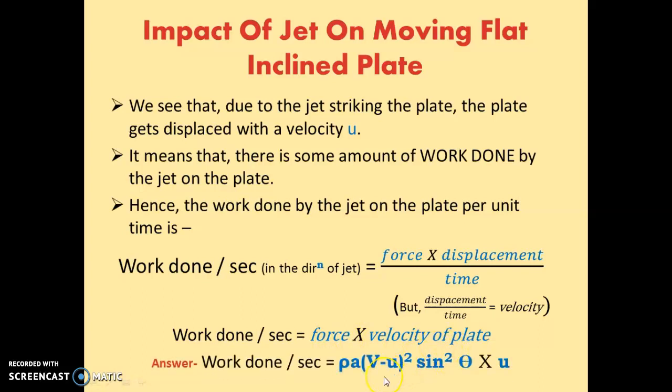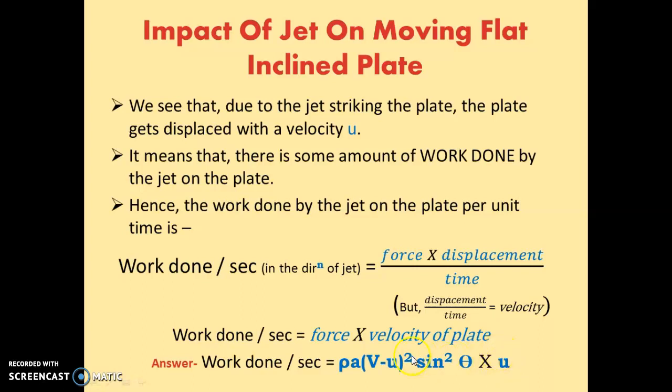Now the force in the direction of the jet will be Fx, that is rho a (v minus u) whole square into sine square theta, multiplied by the velocity of the plate. The velocity of the plate is u.